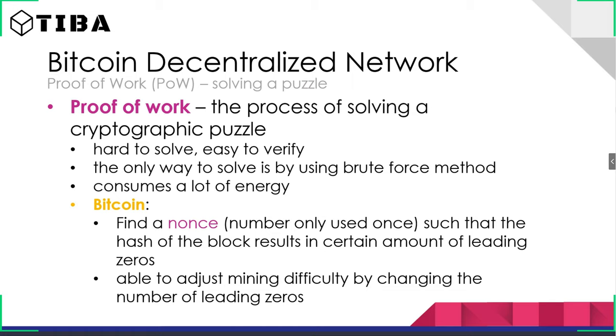So in Bitcoin, the puzzle you're trying to solve is that you have to find a nonce. A nonce stands for a number used only once. It's basically that you have to find a number such that the hash of the block results in a certain number of leading zeros. And it's kind of hard to understand it this way, so I'm going to do a demo here.